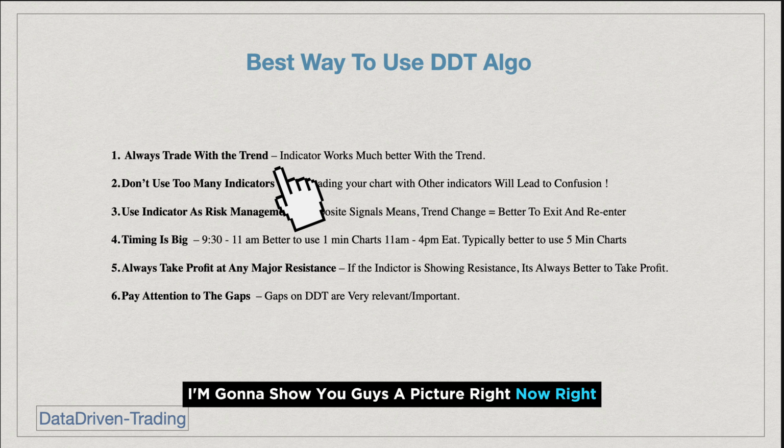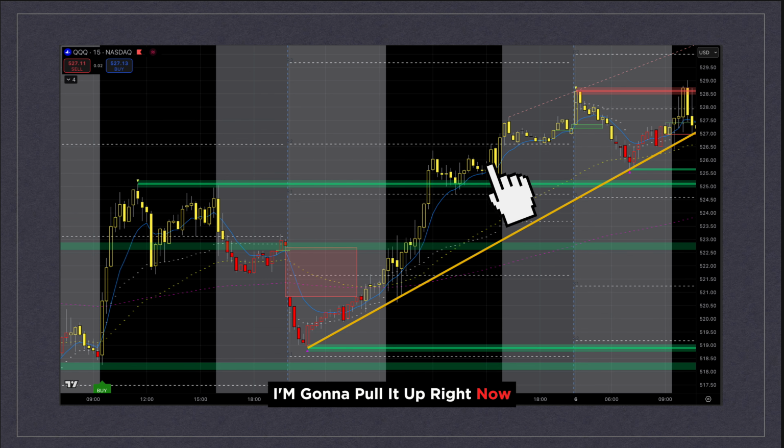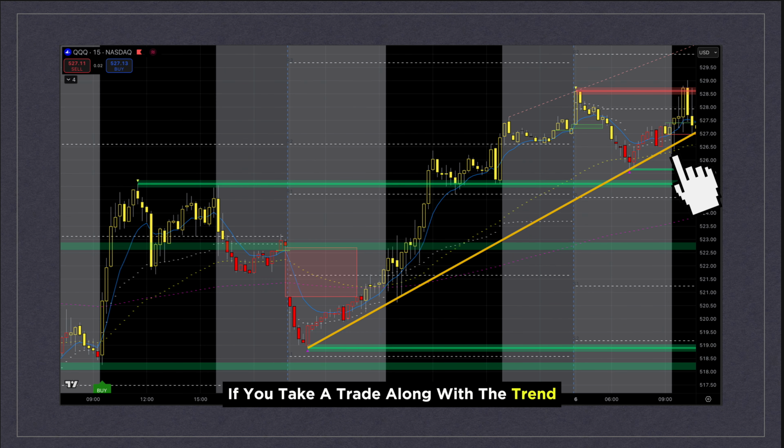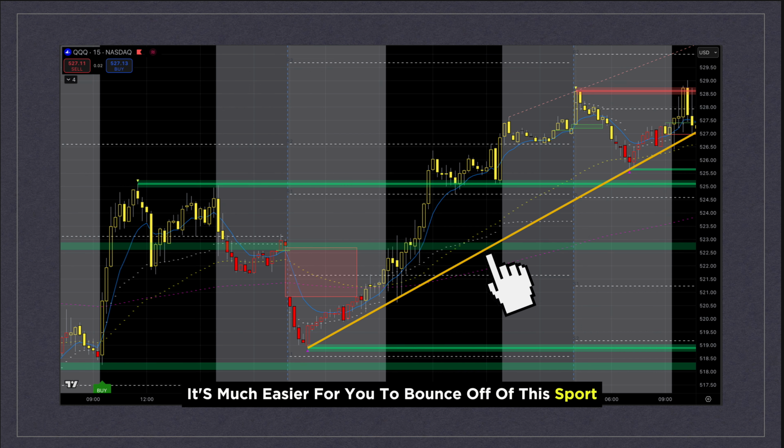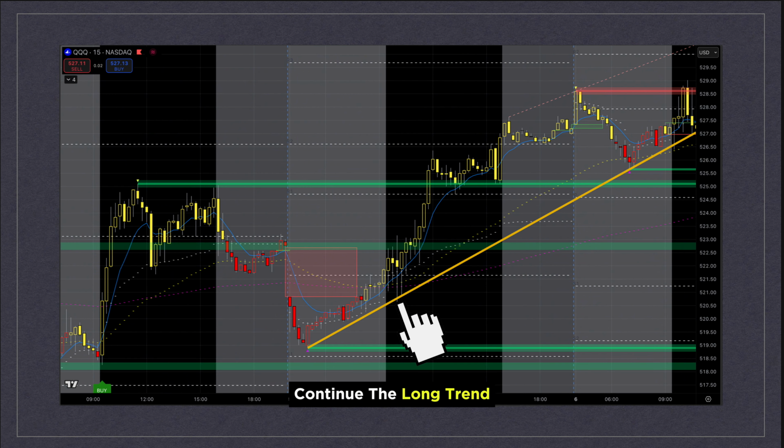I'm going to show you guys a picture right now. I'm going to pull it up right now. And you guys can see here, trend is always your friend. If you take a trade along with the trend, it's much easier for you to bounce off of this spot, continue the long trend versus playing the opposite side.